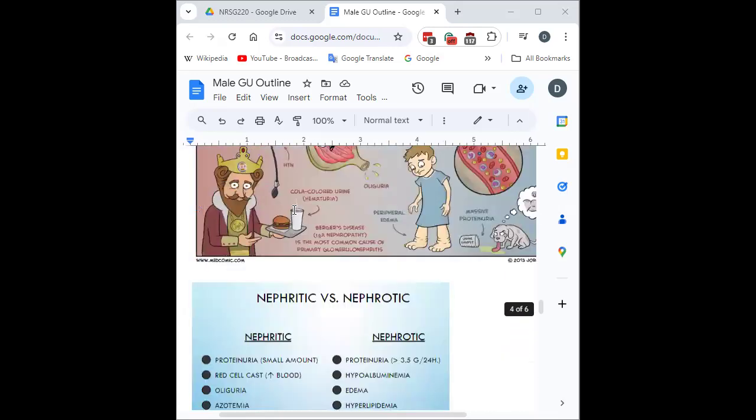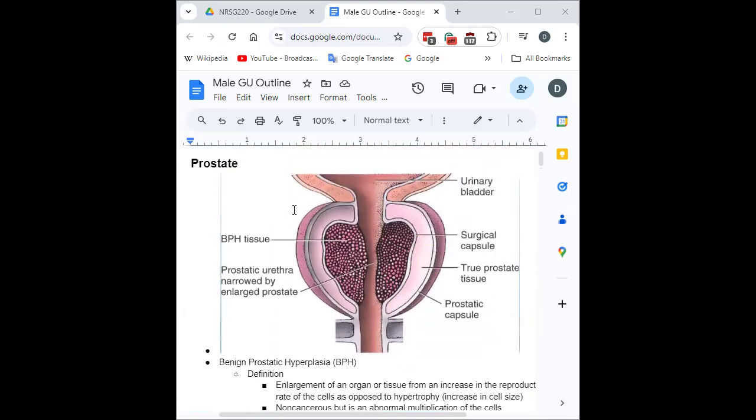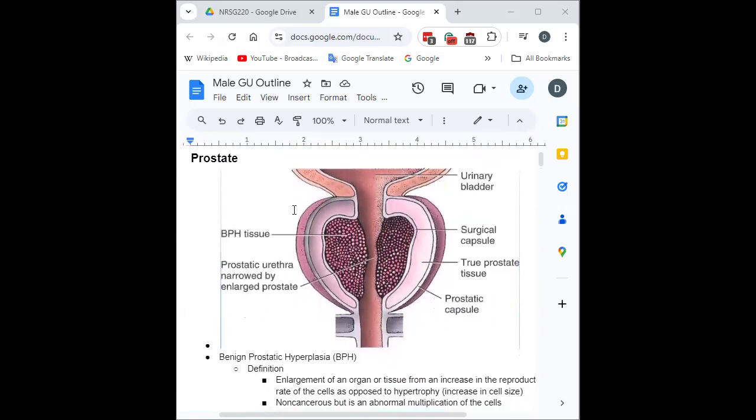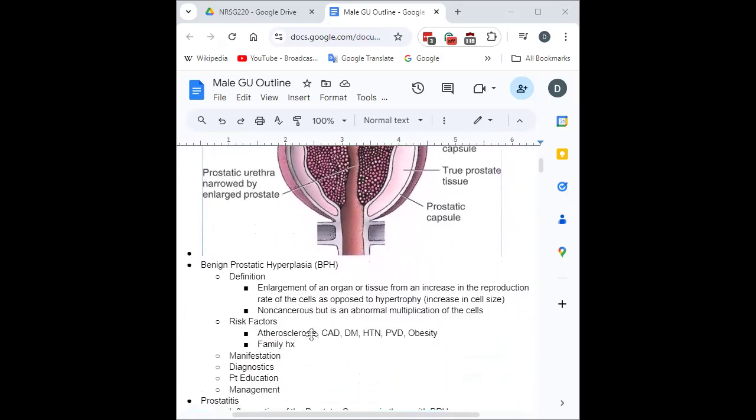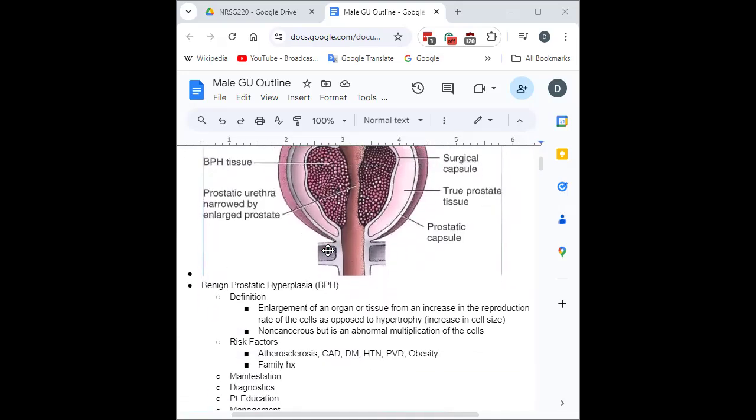So first, let's go through the prostate. This is a picture of a prostate that's enlarged due to BPH, because that's what we're going to go over first. I wrote out some things just to make it go a little bit faster. The definition of BPH, kind of in the name: plasia meaning growth, hyper meaning more, meaning there's an enlargement, but it's benign because it's not a tumor or cancer. It's an enlargement of that prostate tissue.